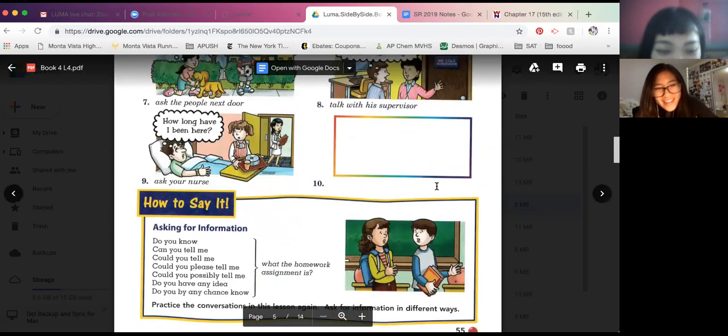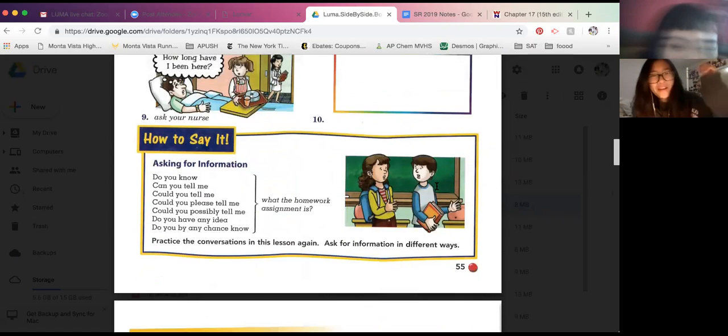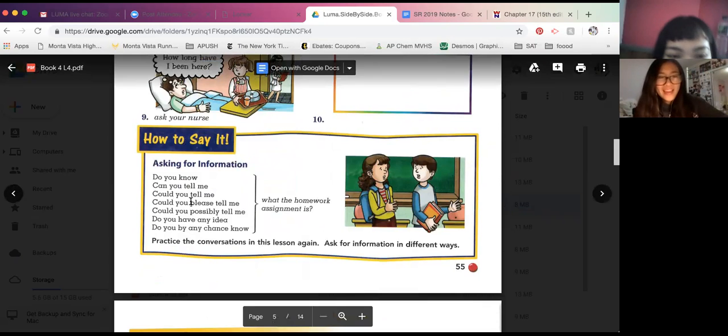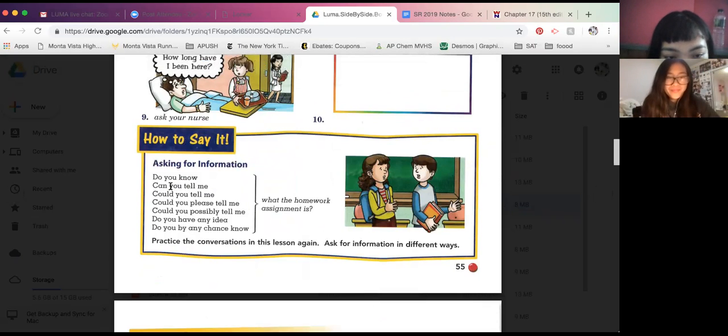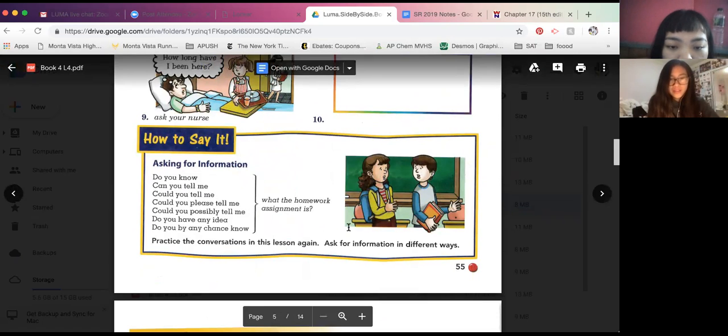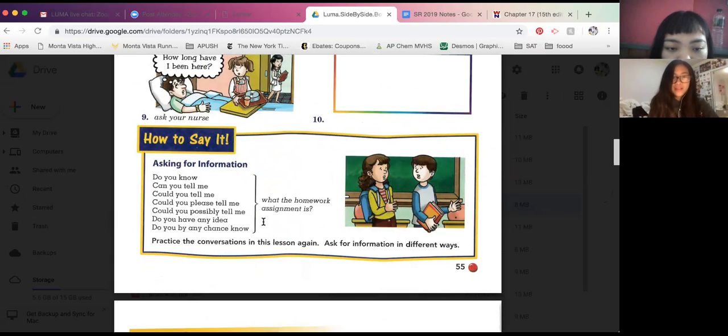Okay, bottom of the page. How to say it. It's telling you that do you know is not the only way you can ask for stuff. These are some other things, so you can change it up. For this one, we practiced, do you know what the homework assignment is? But you can also use, can you tell me what the homework assignment is? And if you want to be super polite, could you please tell me what the homework assignment is?